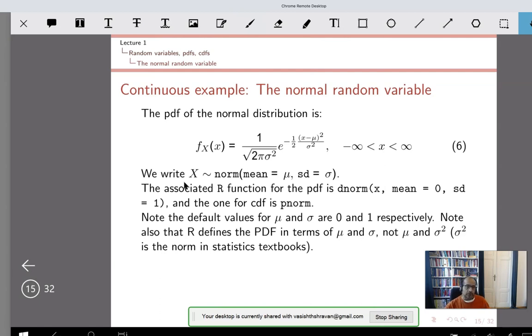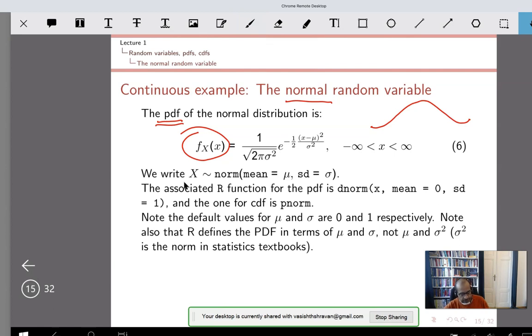So an example of a continuous random variable is something that we call the normal random variable. I'm sure you've encountered this before. This is a characteristic shape that you see in the normal distribution. This function that you're seeing here is describing the density associated with every possible outcome in a normal random variable. Okay, so this density is called the probability density function of the normal distribution.